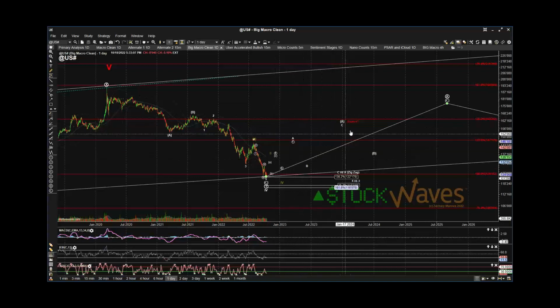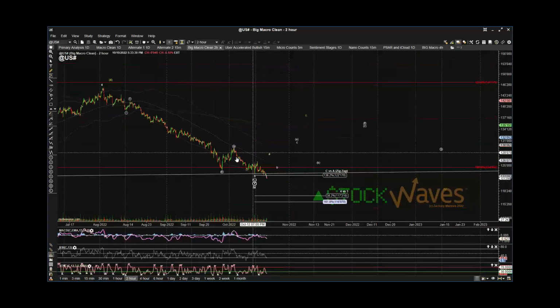So this ABC move up could be part of that corrective bounce, and then we get a much bigger measured move down corresponding to this initial move. But ideally that should be from that initial resistance region, and that could even just be the A wave of the A wave in our larger cycle degree wave 5.